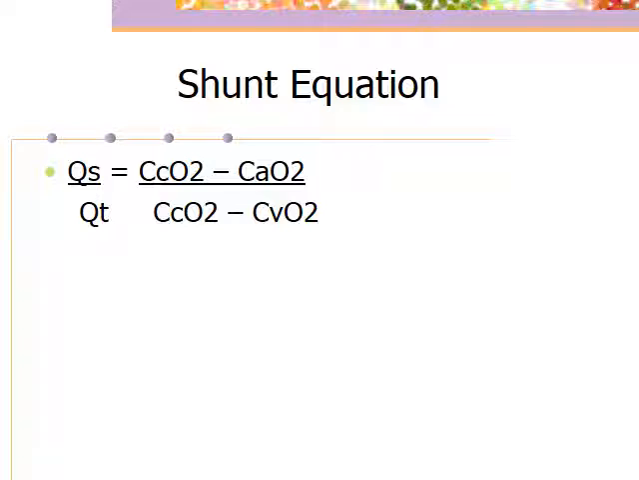So our shunt equation, this is another one that you're going to write down. You have the percentage of shunt over your cardiac output. That's the QS and the QT. Remember, QT is cardiac output. In order to find that, you calculate the portion of cardiac output not taking part in gas exchange.